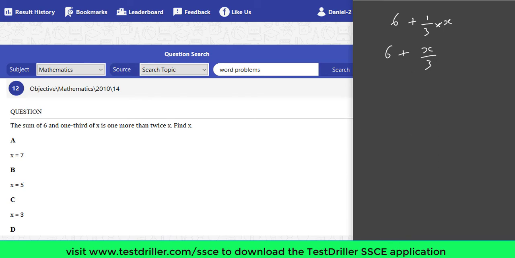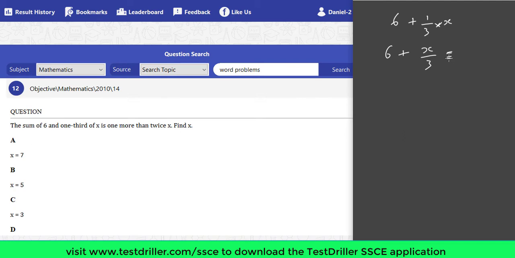It said that 6 plus 1/3 of x is, whenever you hear the word is, that can be replaced with equal to. So whenever I say something is another thing, it's more or less like saying that something is equal to the next statement. So the sum of 6 and 1/3 of x, which is this, is, you can say equal to, right? Is equal to, that is 1 more than x.